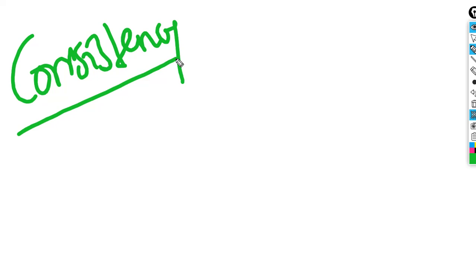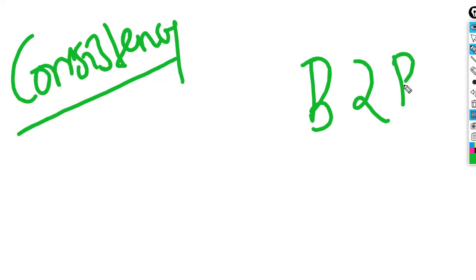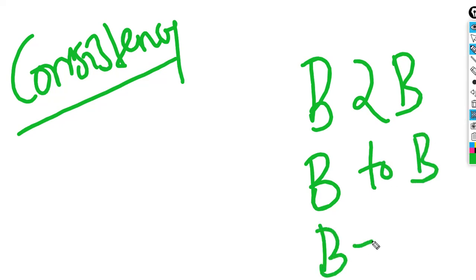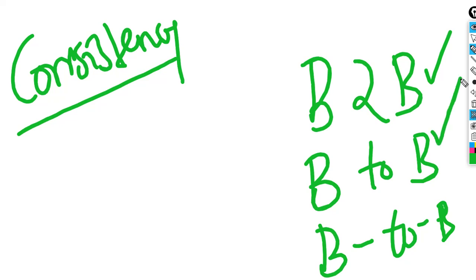So the issue of consistency, I'm going to talk about it. And what do I mean when I talk about consistency? Now, there's this concept of B2B. You can write it B2B, and you can write it also B2B. You realize that a writer can, in the first paragraph, use this, the second paragraph, use this, the third paragraph, use this. So you have to be consistent. You have to use one.